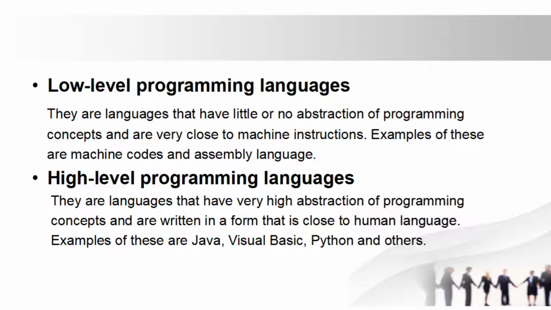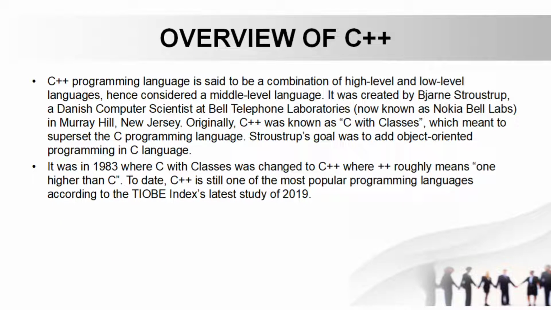And number 2 is the high-level programming languages. These are languages that have very high abstraction of programming concepts and are written in a form that is close to human language. Examples of these are Java, Visual Basic, Python, and others.